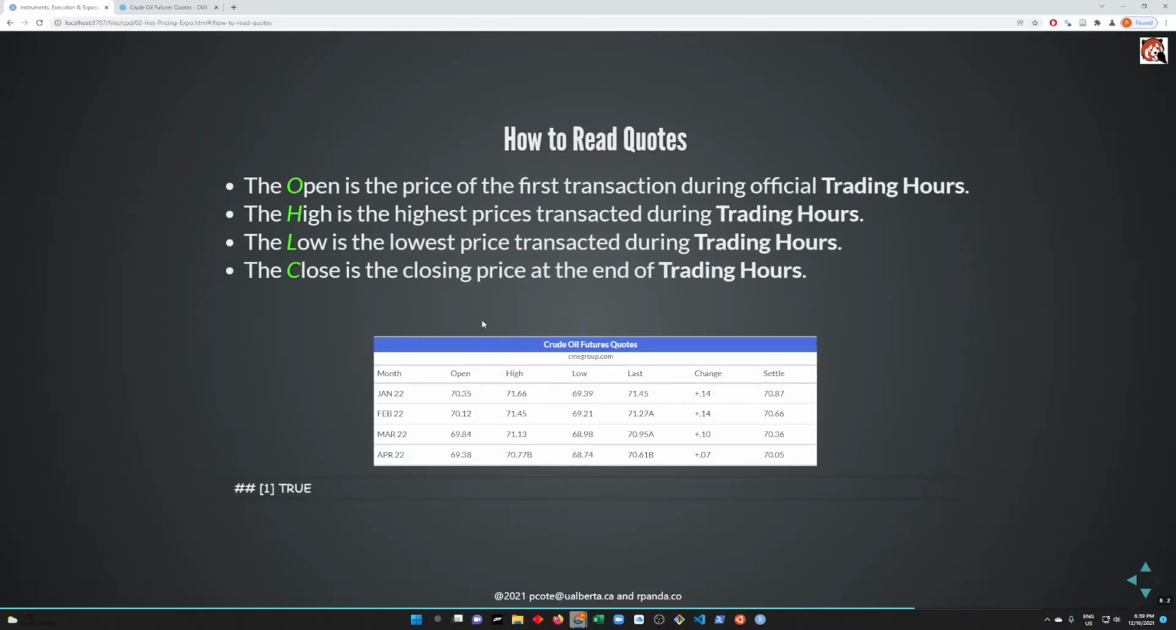Now let's first start on how to read quotes. Those are taken from the same web page I've shown you on the CME. I've actually highlighted OHLC, and this is an important concept. O for open, H for high, L for low, and C for close.